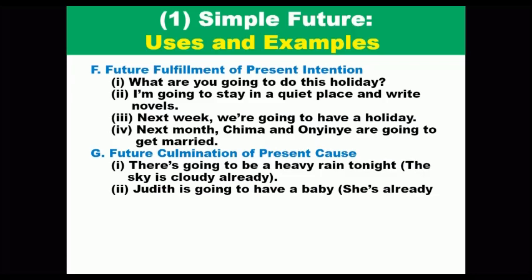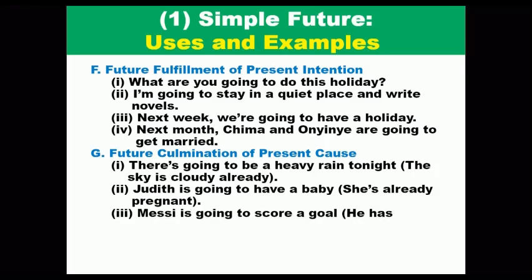Another example, Judith is going to have a baby. Why can one say that? She's already pregnant. That's the present cause. If someone is already pregnant, then you expect that the person is going to have a baby sometime in the future. Messi is going to score a goal. What is the evidence? He has already dribbled past the defenders. Okay, so it's a future result of a present cause, if you like.